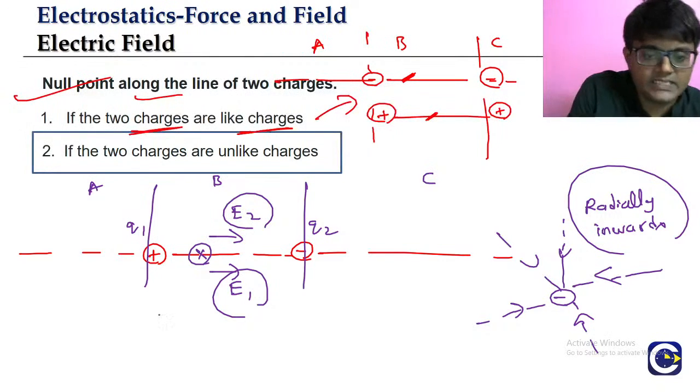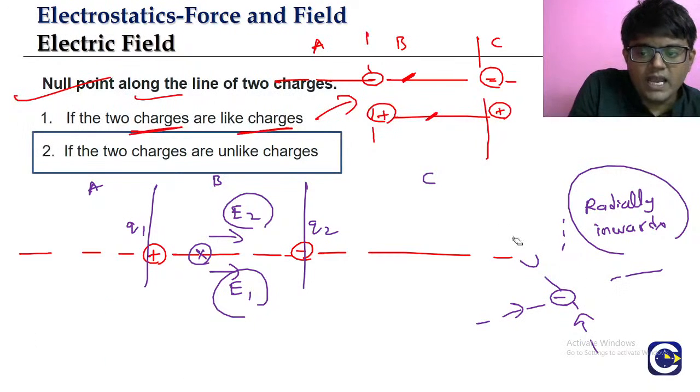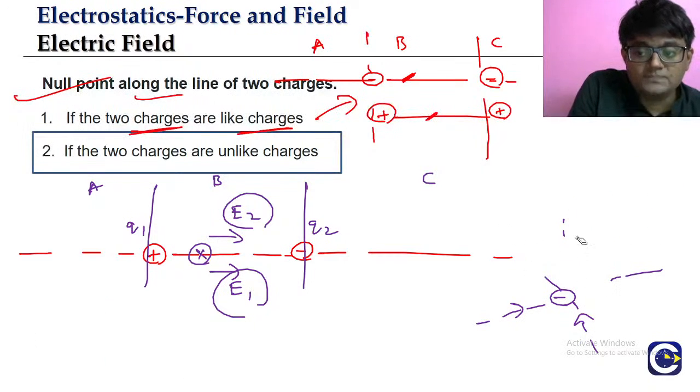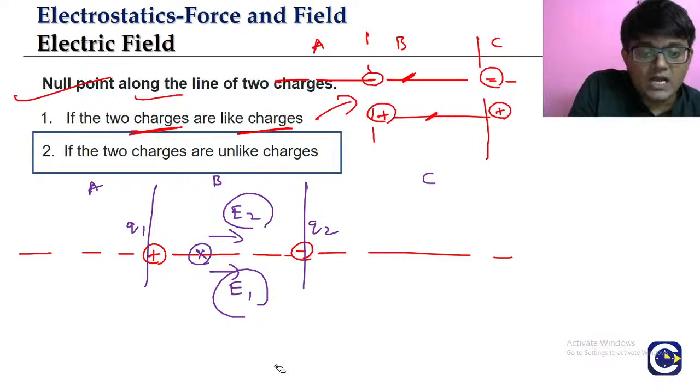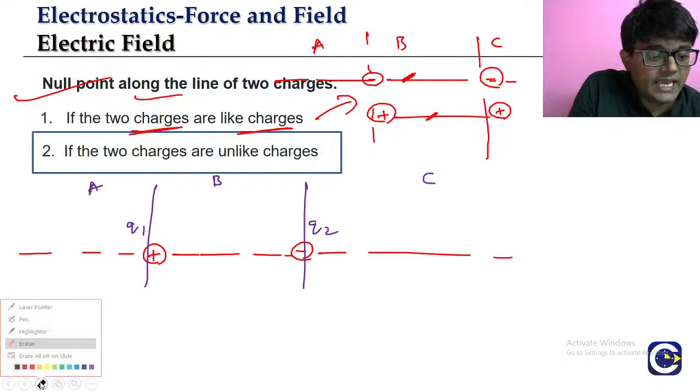Same direction and parallel vectors. What will they do? They will be adding to each other, so which means what, in region B, the region between the charges, we will not get the null point. Okay, so that is done. Now our focus will be on either region A or region C.